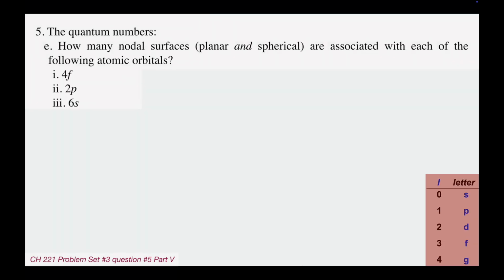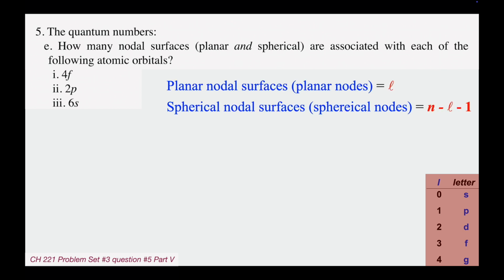For this question, we're being asked how many nodal surfaces, planar and spherical, are associated with each of the following atomic orbitals: 4f, 2p, and 6s. Okay, planar nodes equal the value of L. And in the lower right-hand corner there's the L values with the corresponding letters. And spherical nodes equal n minus L minus 1. So for this problem, we want to find both the n and the L value and then just plug it in.